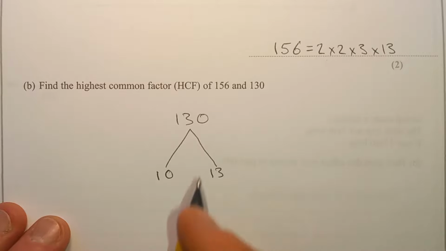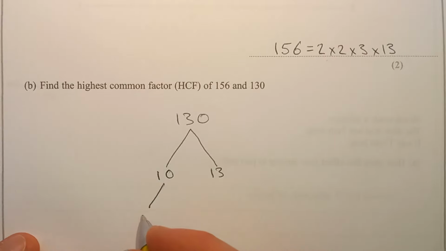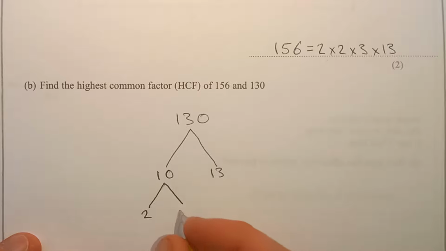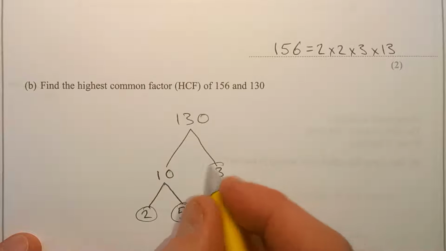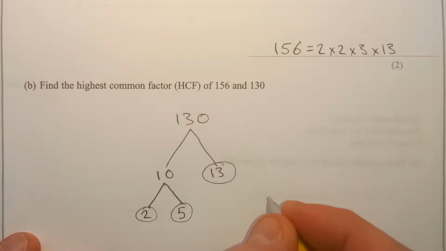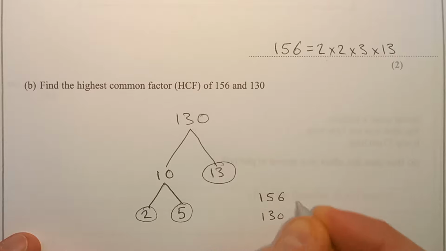Okay, now let's break these down further. Well, now I can say 10 is even. So I know 2 goes into 10. How many times? Well, 2 times 5 is 10. So 2's prime, 5's prime, 13's prime. That's as far as we can go. So now what I'm going to do is write down my prime factors. So we've got 156 and 130.